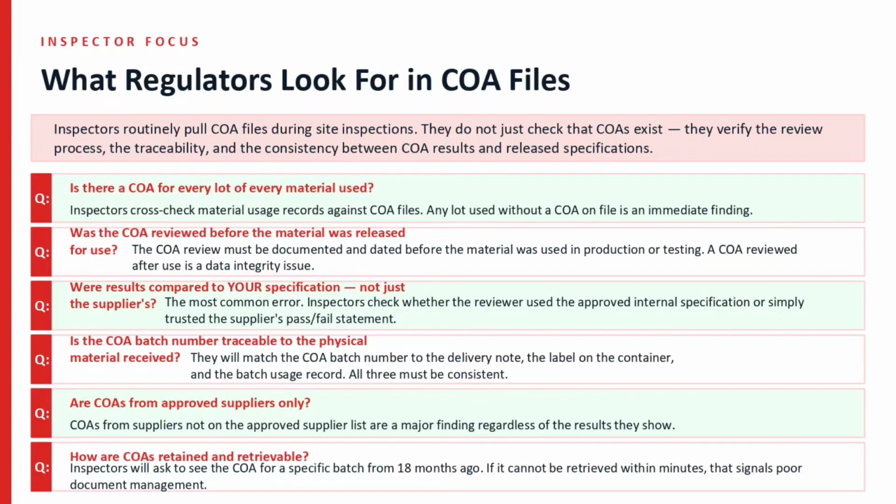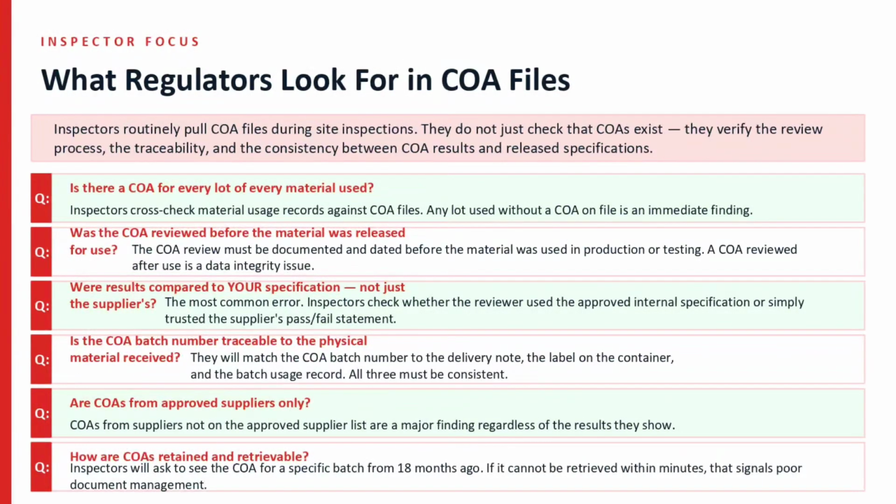The third question is whether results were compared to your specification and not just the supplier's. This is the most commonly missed requirement in COA review processes. Inspectors specifically ask to see the specification that the reviewer used. If your review process only checks the supplier's pass or fail column without comparing to your own specification document, that is a process gap.